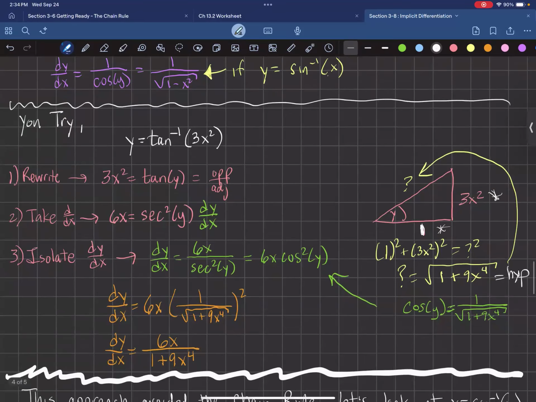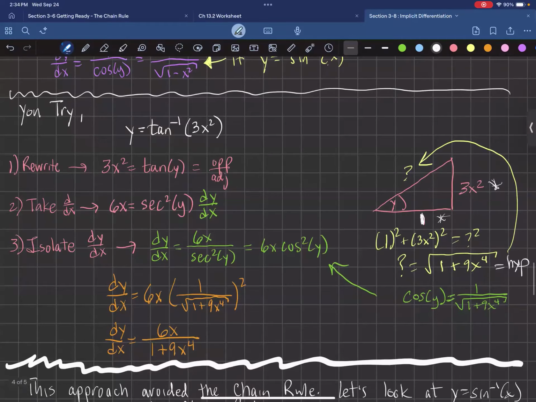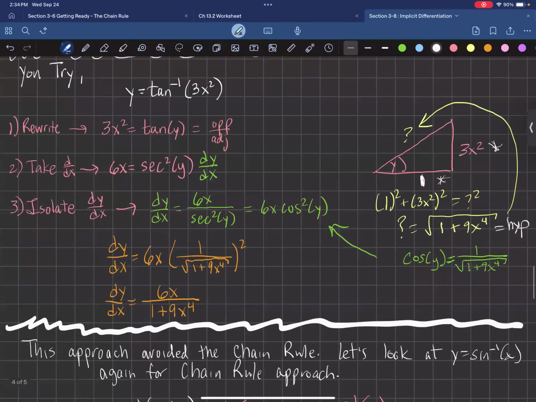We did this without using the chain rule. The chain rule is not required when you do implicit differentiation and do this triangle thing with trig functions. The book is going to give you 6 formulas for the 6 inverse trig functions. They're going to give you a formula for doing it.